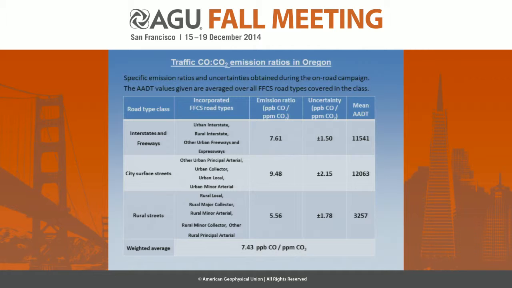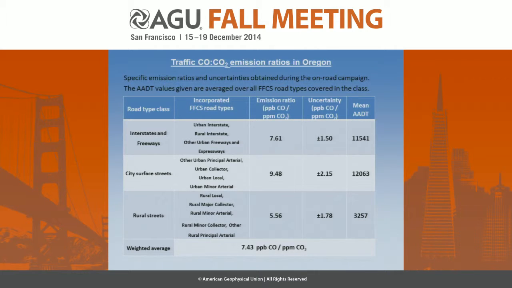So those are our final emission ratios now, these road-specific final emission ratios. It's clearly shown that the city surface streets have the highest emission ratios. That can probably be explained by the fact that we have a lot of cold starts and short drives in the city, which is associated with higher carbon monoxide emissions and incomplete combustion processes in the engine.